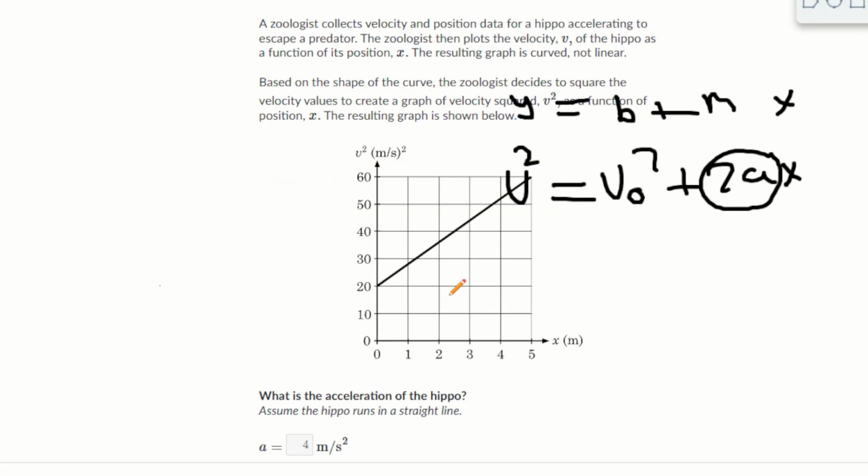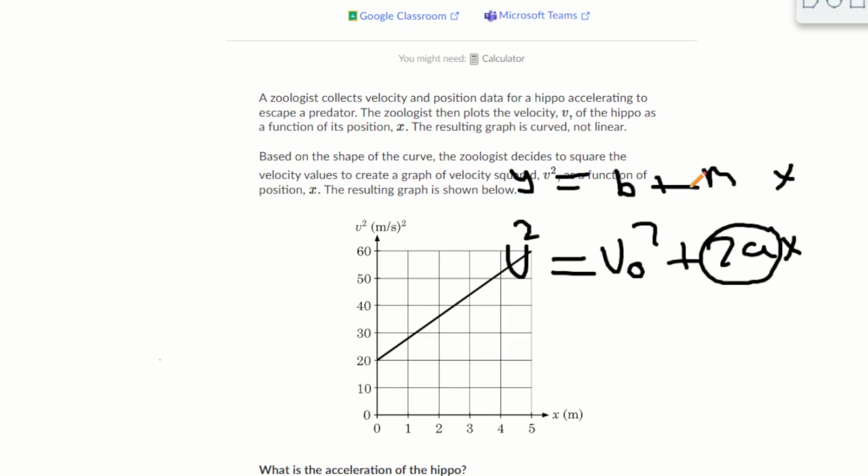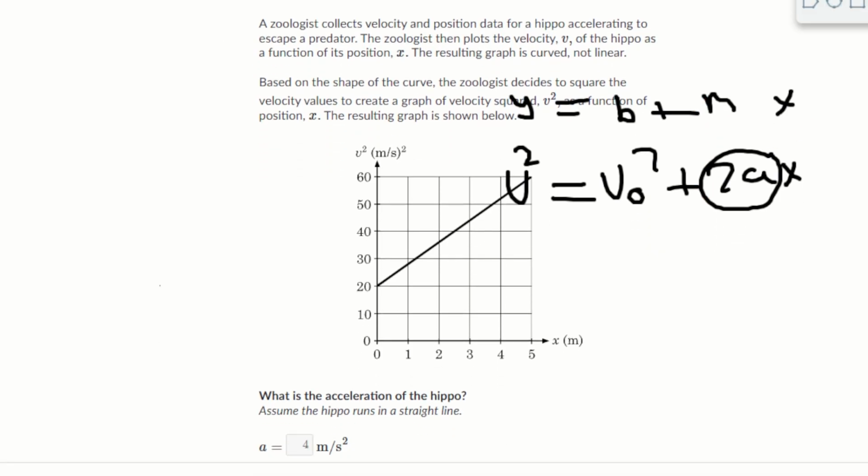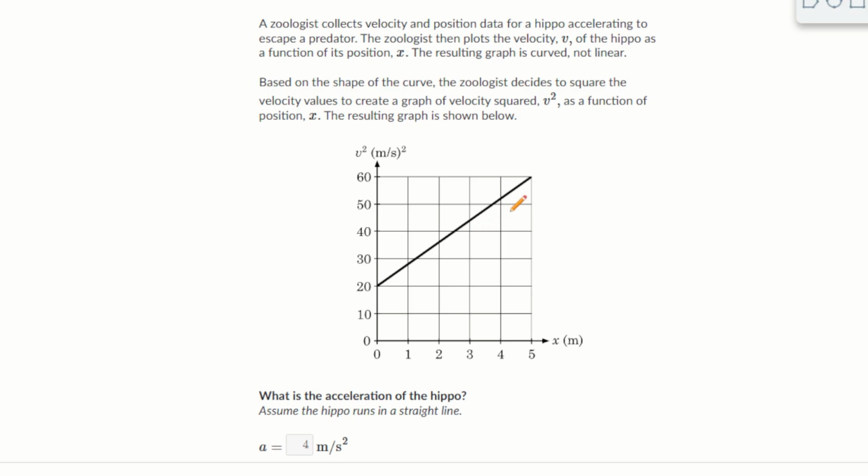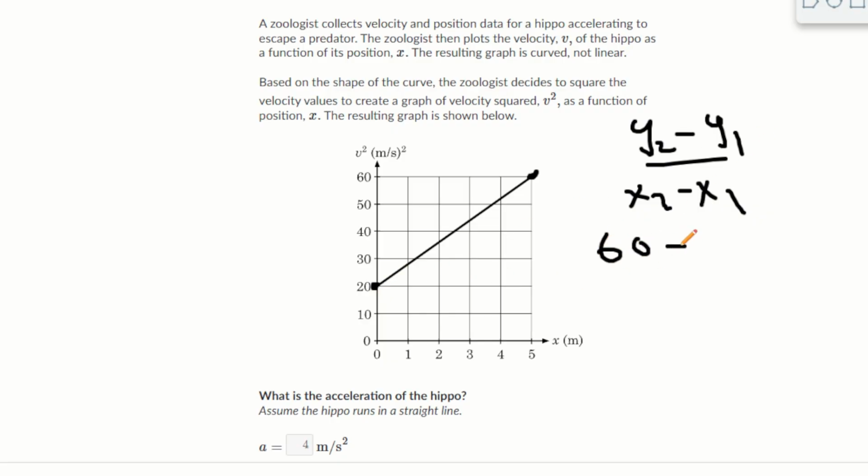So with that knowledge, we can go ahead and try to find the slope here. If we find any point where they intersect, we can find right here the next point, 5, 60, and 0, 20. So we can see that it goes up 60, or we can just use y2 minus y1 over x2 minus x1 to make this much simpler. So y2 is 60, y1 is 20, x2 is 5, and x1 is 0. 60 minus 20 is equal to 40. 5 minus 0 is 5. And then 40 divided by 5 is 8.